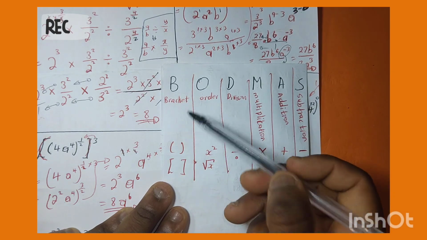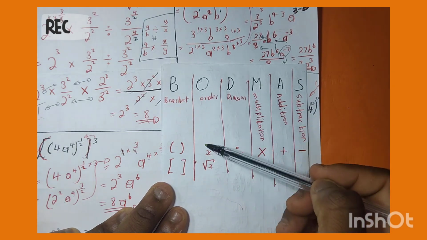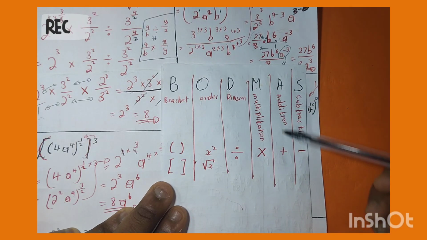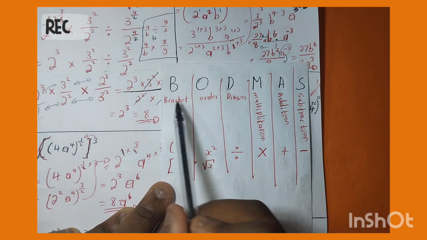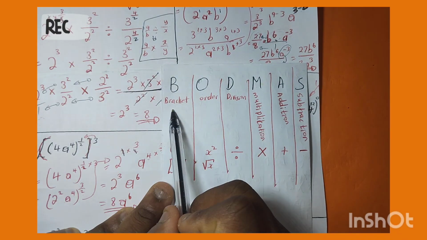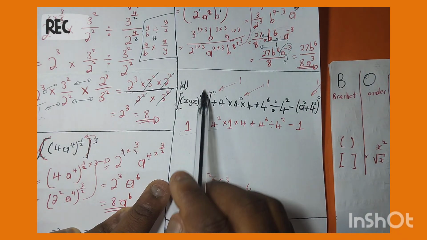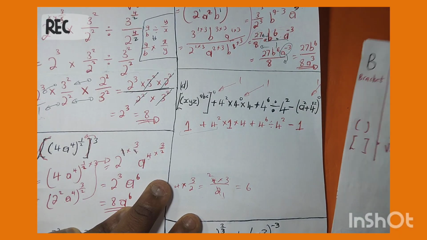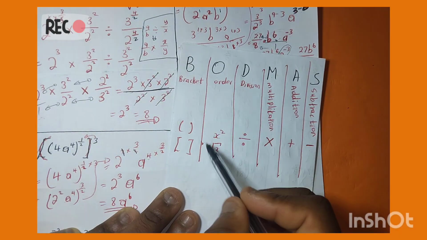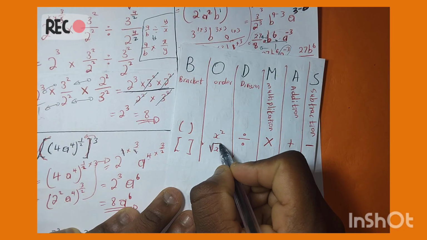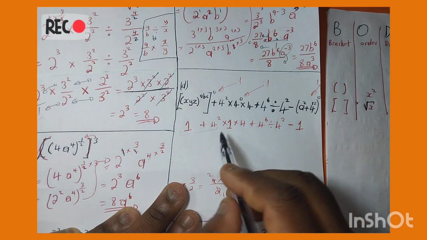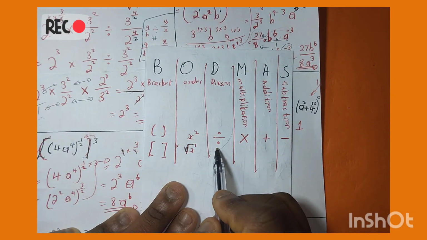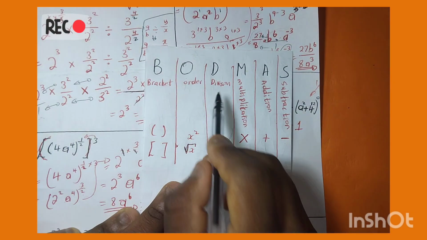BODMAS says that it's brackets, then orders, then divide, then multiply, add, and subtract. Meaning that you start by dealing with something which is inside the brackets. That's what I did here. I dealt with something inside the brackets, like this, and that one is 1 there. Now when it comes to orders, it means you are dealing with something inside the square root, but here we don't have anything inside the square root. So now I can go with something that deals with brackets, which deals with division.